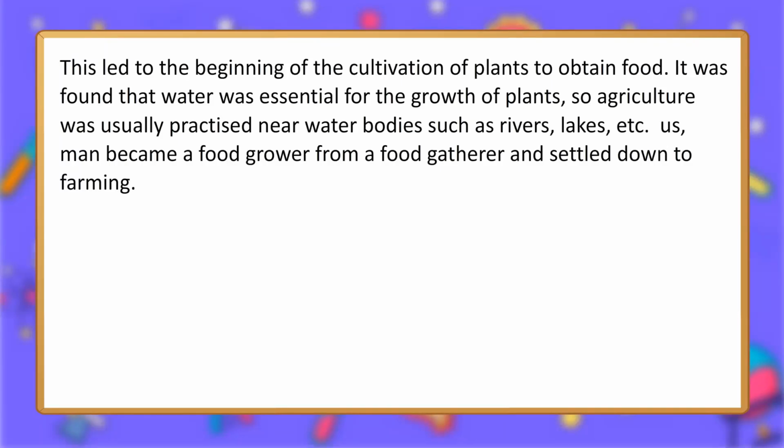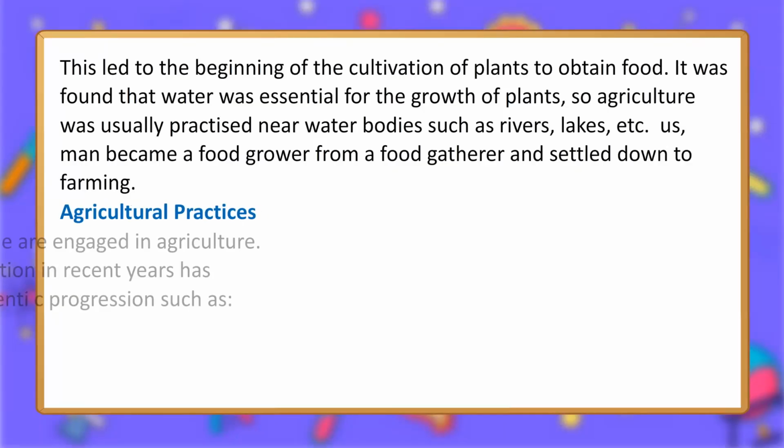It was found that water was essential for the growth of plants, so agriculture was usually practiced near water bodies such as rivers, lakes, etc. Thus, man became a food grower from a food gatherer and settled down to farming.